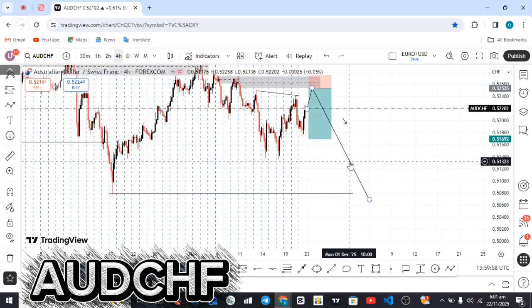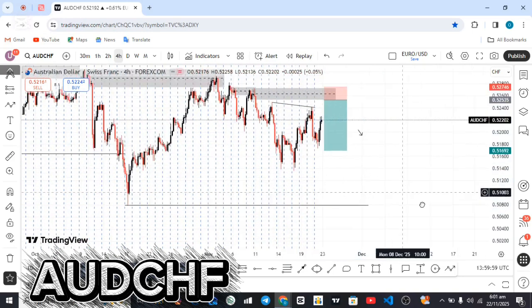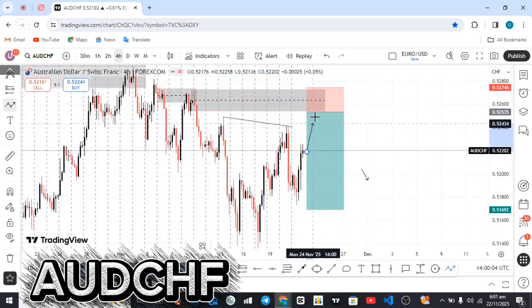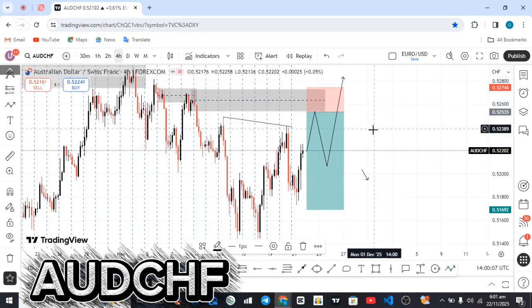But something like this can actually happen. Something like this can actually happen where you might see something like this. Price might respect this level, then come down to this level and start shooting up. Now let me show you why.